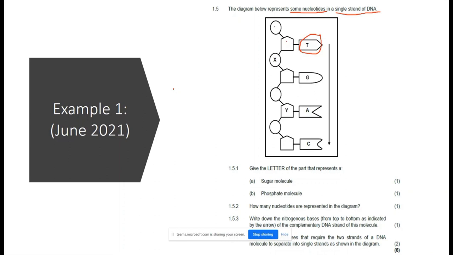The circle represents the, remember, a nucleotide is made up, what did we say? A phosphate, a sugar, and a nitrogen base. Those are the elements of a nucleotide. So here I have a nitrogen base, thymine. Which one of these two is going to represent my phosphate and which one is going to be my sugar? Come now, grade 12s.